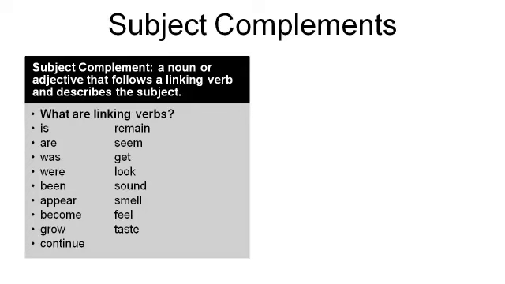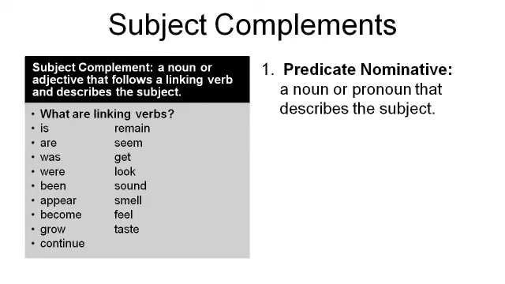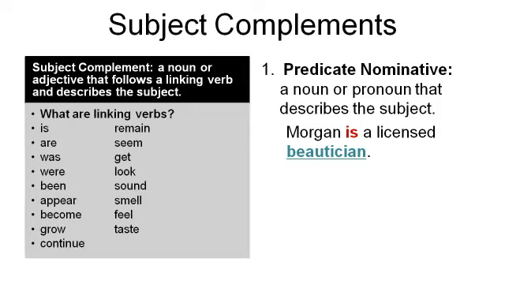Okay, there are two types of subject complements. The first is the predicate nominative. A predicate nominative is a noun or pronoun that describes the subject. For example, Morgan is a licensed beautician. Now, in talking about nominatives, we're talking about naming, and naming is related to subjects. Nominatives are found in the predicate or the verb part of the sentence. Remember, predicates begin with the main verb of the sentence, and everything that comes after it is considered the predicate. So that is where we get the term predicate nominative.